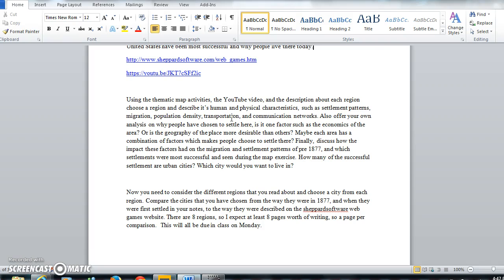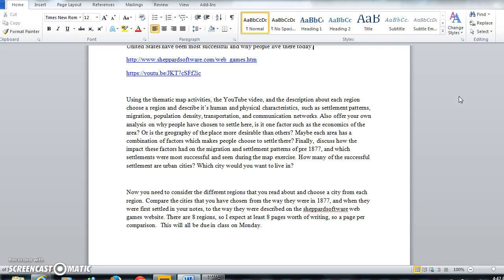We're going to choose a region and describe its human and physical characteristics, the settlement patterns, the migration, the population density, the transportation, and the communication network. You're going to offer your own analysis on why people chose to settle here. This is like the economics of the area, the culture, the people, the geography, the weather. Maybe each area has a combination of factors. Maybe they have good jobs, not good weather. Maybe they have good jobs and good weather. Maybe they have neither, and people just got stuck there.